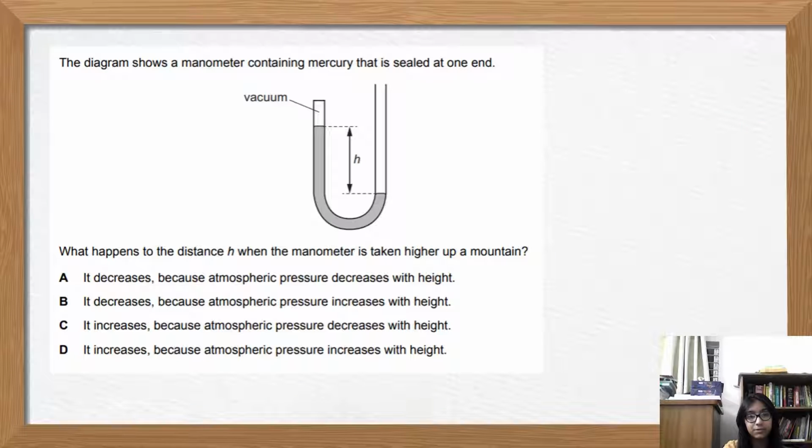The diagram shows a manometer containing mercury that is still at one end. What happens to the distance h when the manometer is taken higher up a mountain? So, at a higher mountain, the altitude is very high, which means that the air pressure is very low. And so the correct answer should be option A, meaning that the distance decreases because the atmospheric pressure decreases with the height.